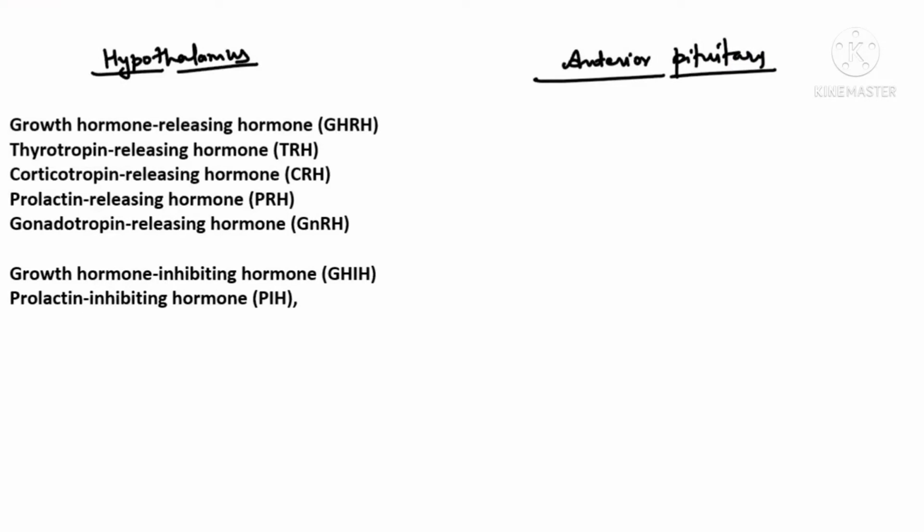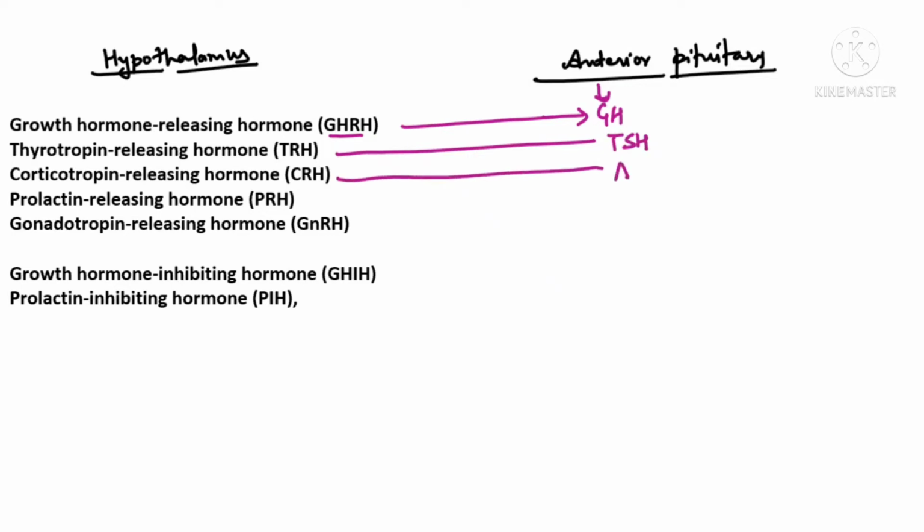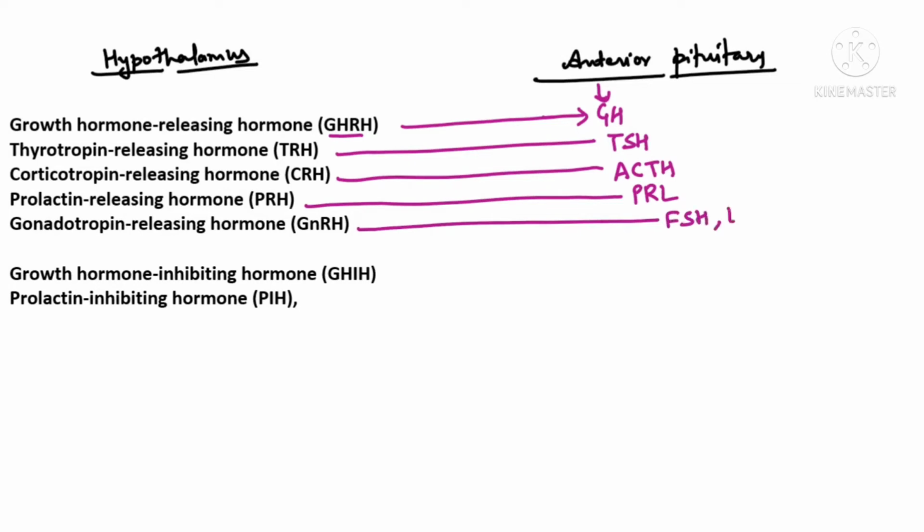Now see beta, hypothalamus is releasing growth hormone releasing hormone, which is stimulating the anterior pituitary to release growth hormone. Then anterior pituitary will release growth hormone. When the hypothalamus is releasing thyrotropin releasing hormone, then anterior pituitary in response is releasing thyroid stimulating hormone. Under the influence of corticotropin releasing hormone, anterior pituitary is releasing adrenocorticotropic hormone. Under the influence of prolactin releasing hormone, anterior pituitary is releasing prolactin hormone. And under the influence of gonadotropin releasing hormone, anterior pituitary is releasing follicle stimulating hormone and luteinizing hormone. This list was given in our NCERT.